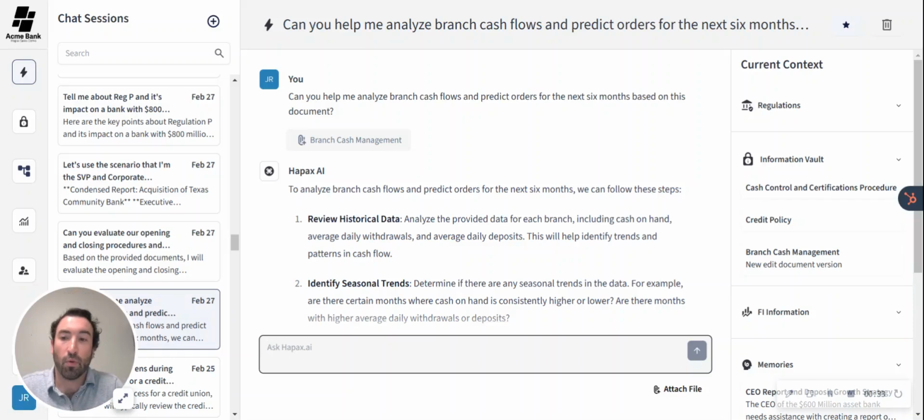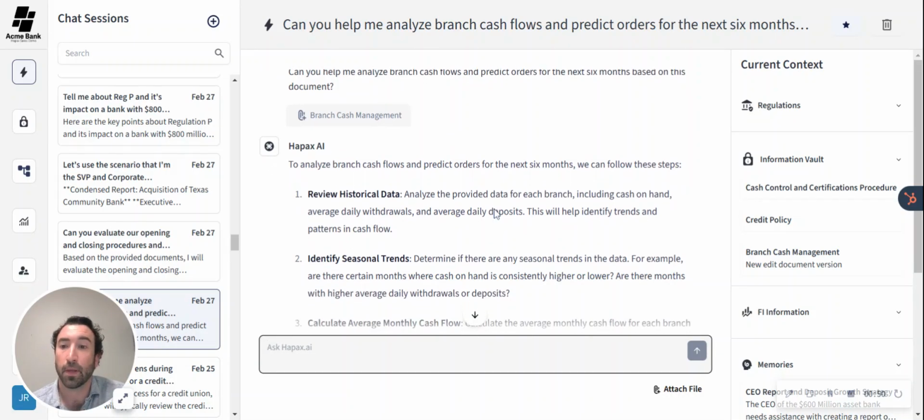And so what we basically advised them to do was to take that cash management data that they already had, upload it into Hapax, and then ask Hapax to help them analyze those branch cash flows and predict those orders for the next 6 months based on the document. And so, once again, you can do this with any kind of set of data that you currently have or anything that you want to run some form of analysis on.